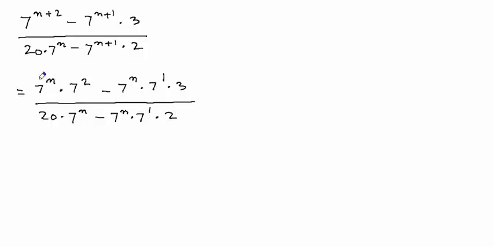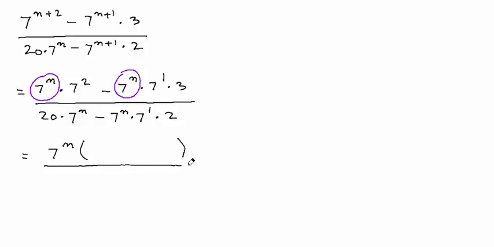Now if you look at the numerator, there are two terms in the numerator and there's a common factor which is 7 raised to the n. So we are going to take that common factor out. So this is going to be 7 raised to the n, open parentheses, close parentheses. Of course this is just the numerator. 7 squared, 7 raised to the second, is 7 times 7. So we are going to go ahead and write a 49 there, minus 7 raised to the 1 is 7, and 7 times 3 is 21.